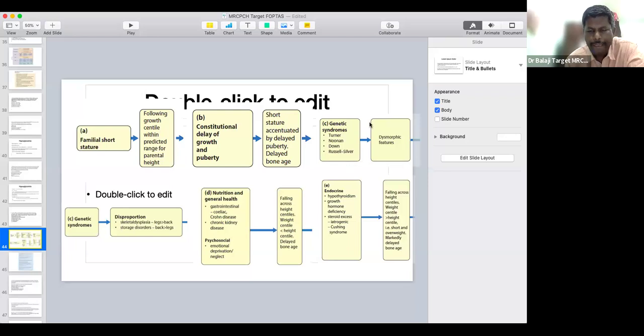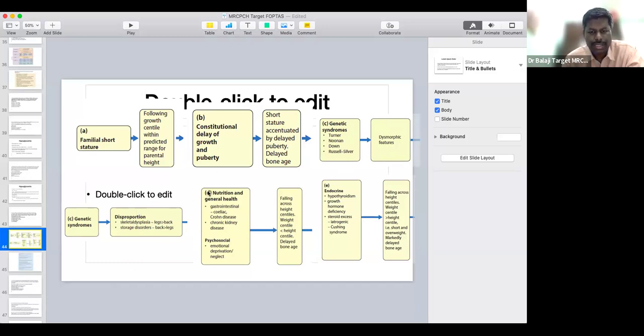Then genetic syndromes: on looking at the syndromes, you can pick it up. But most important is this dictum: any girl child with short stature, you consider Turner syndrome. So you have to rule out Turner syndrome. Then other genetic syndromes based on disproportion, like your skeletal dysplasias. Whenever you have a disproportionate short stature like achondroplasia, you keep that in mind.